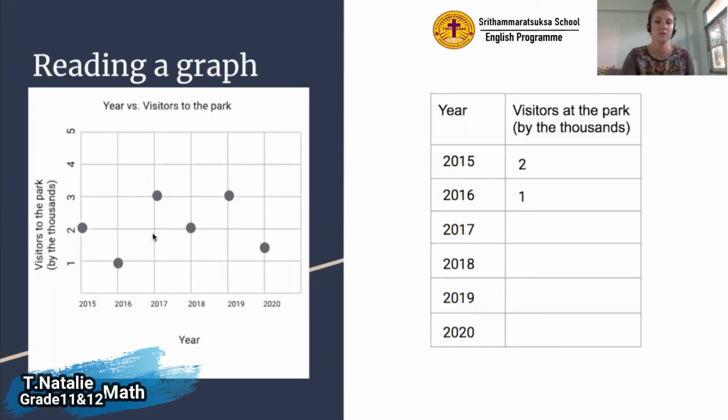2017, 1, 2, 3. 2018, 1, 2. 2019, 1, 2, 3. And 2020, 1, it's not all the way to the 2 or the 1. It looks like it's about at 1.5. So that is what we will get for 2020.